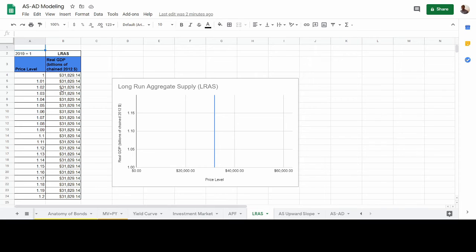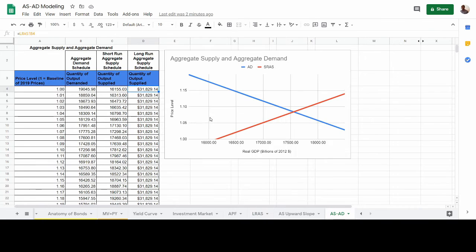We've literally grown real GDP. Real GDP would have been 18.9 trillion. Real GDP is now 31.8 trillion. That happened only because we created a higher level of sustainable employment in the economy. And that should translate to the aggregate supply, aggregate demand curve.